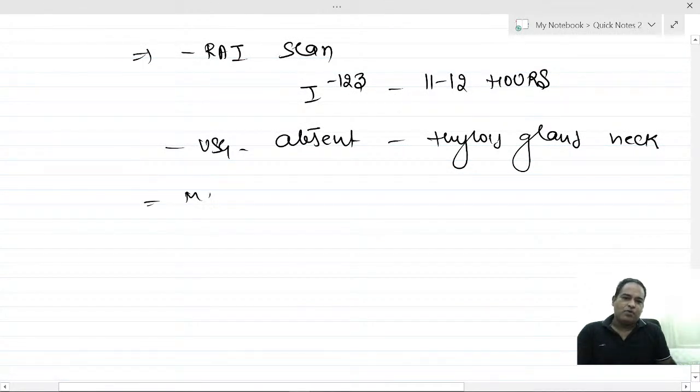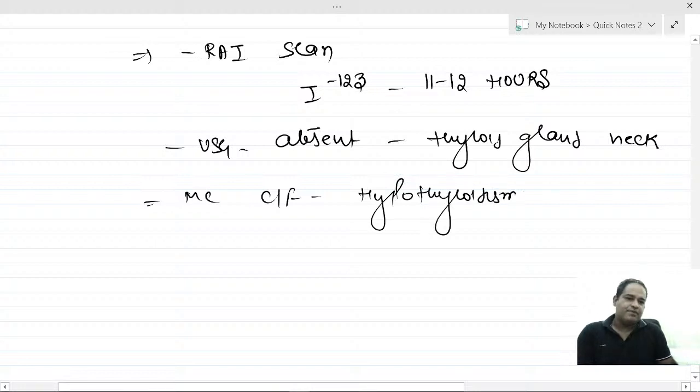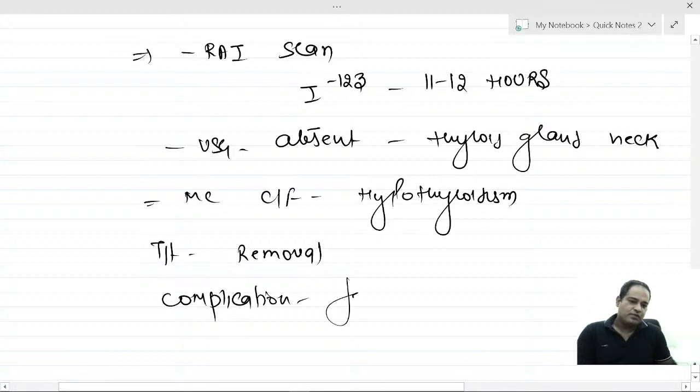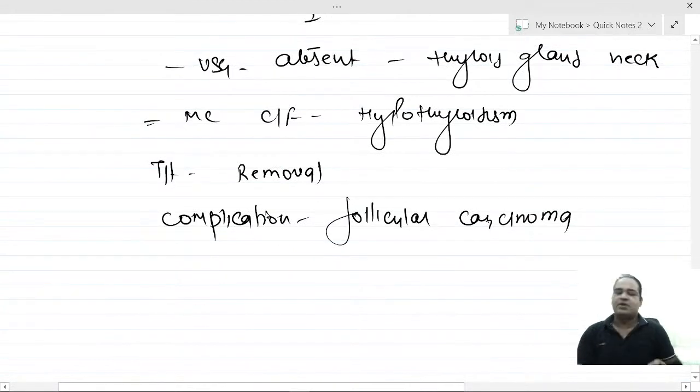Most common clinical feature is hypothyroidism. Treatment is surgical removal. Complication is follicular carcinoma.